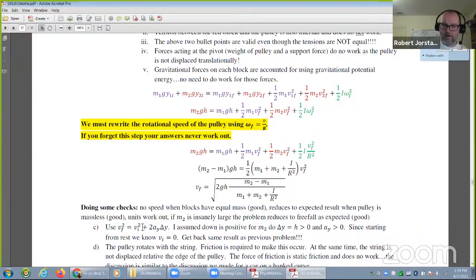right? We know v initial is 0 for one of the blocks. We know v final is this big ugly mess, but when you square it, it's not quite as ugly. We know a_y is what we're looking for. Delta y is h or negative h, depending which block you're doing. For me, I assumed down was positive for m2. So I assumed delta y was positive h and a_y was greater than 0. You get the same answer as before.